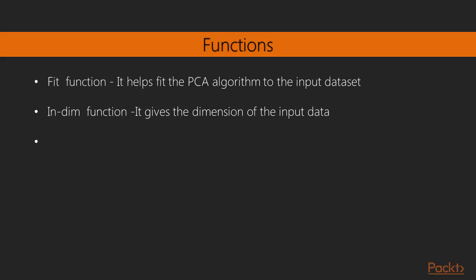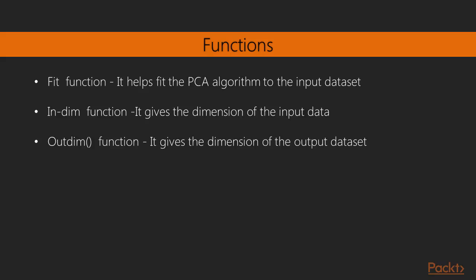The indim function gives the dimension of the input data. It is the raw data to which we want to apply our dimensionality reduction algorithm. The outdim function gives the dimension of the output dataset. It is the dimension of the dataset after the PCA algorithm is fitted on the input dataset. That is, after the dimensionality reduction process is done. In the preceding example, the dimension of the output dataset is 1, which can be verified by the outdim function as shown here.